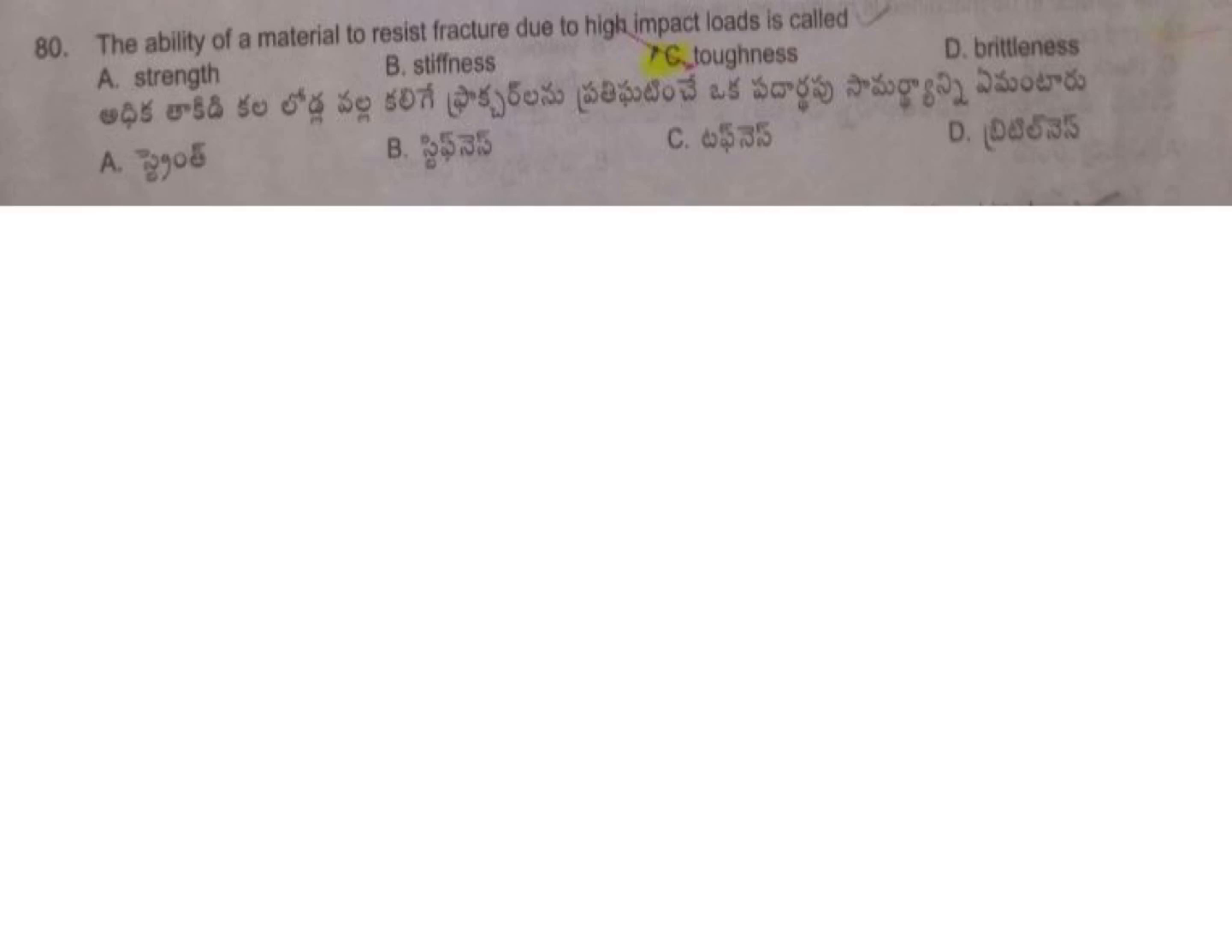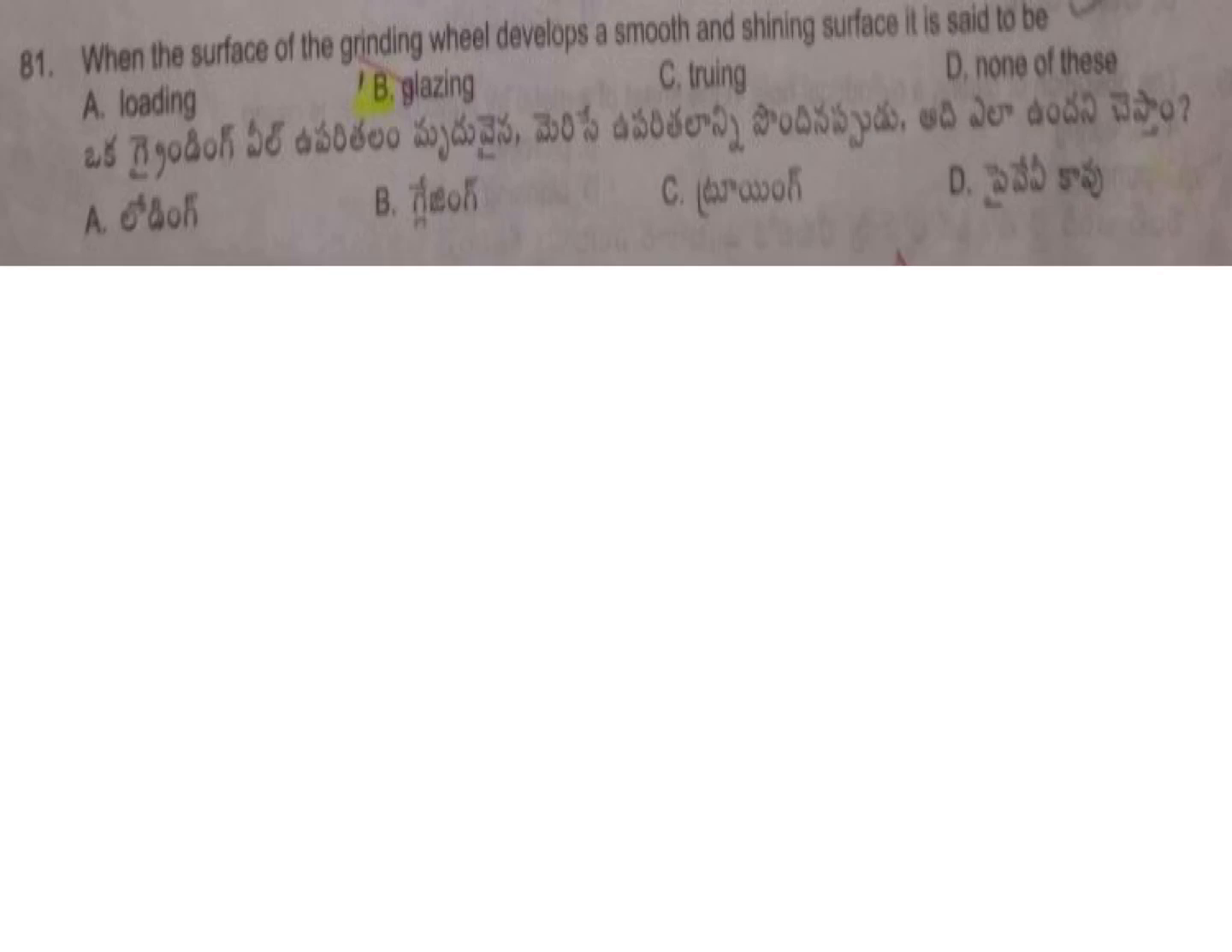When the surface of a grinding wheel develops a smooth and shining surface, it is said to be A. Loading, B. Glazing, C. Truing, D. None of the above. Glazing is the answer. Smooth and shining surface, glazing is the answer.